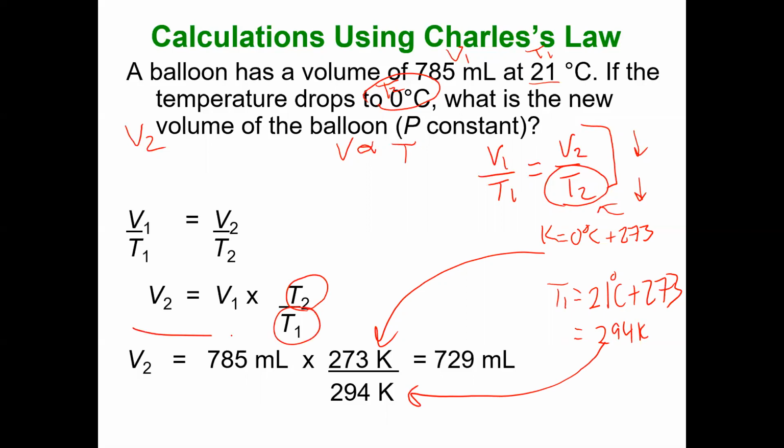If you don't want to rearrange this algebraically, you don't have to. You can plug the numbers directly in here and then solve for your V2, which is what you're looking for. So I hope this helps you understand Charles' law and how volume and temperature are directly proportional if we keep pressure and the amount of gas particles constant. And I really want to emphasize, not just with Charles' law, but for all gas laws, we have to change the temperature, whether it's Celsius or even Fahrenheit, to Kelvin.